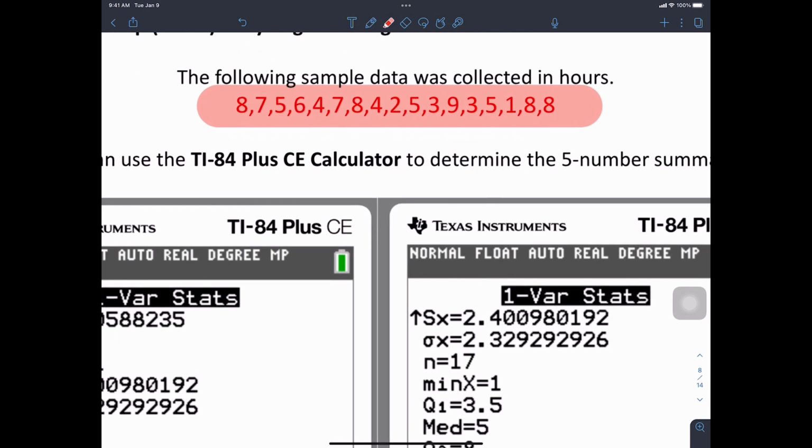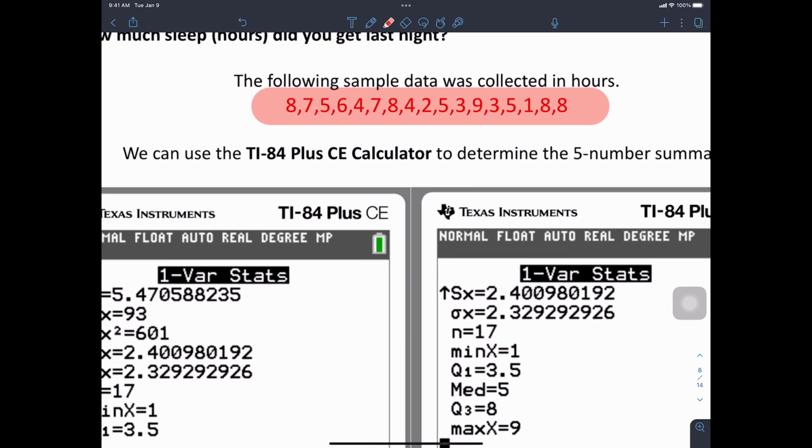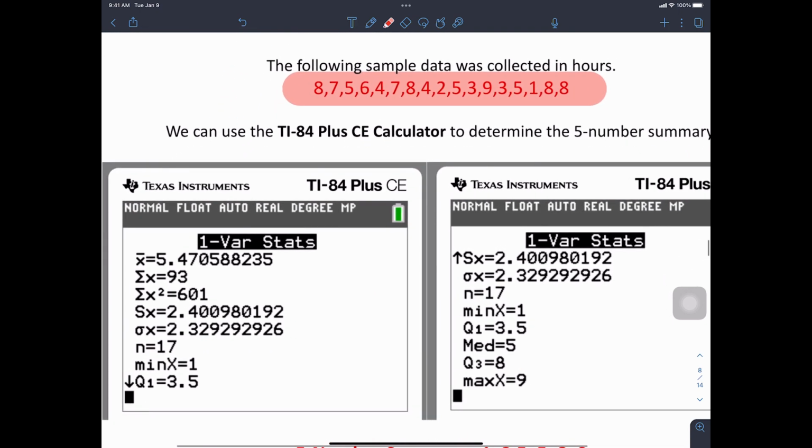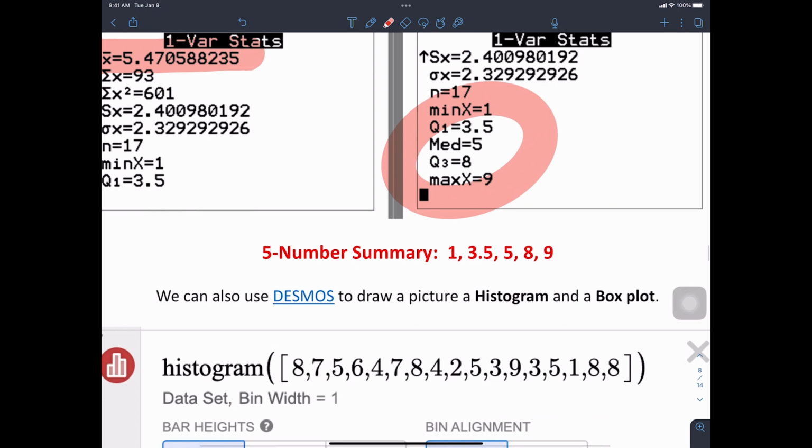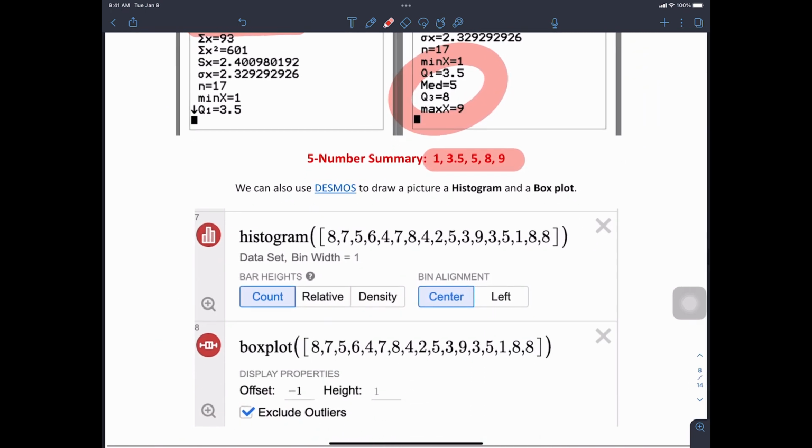Here's your data. It's in red. I gathered data, and the mean is about 5.5. But here's your 5-number summary, and I summarized it here. I did the same thing in Desmos. I said, hey, you know what?